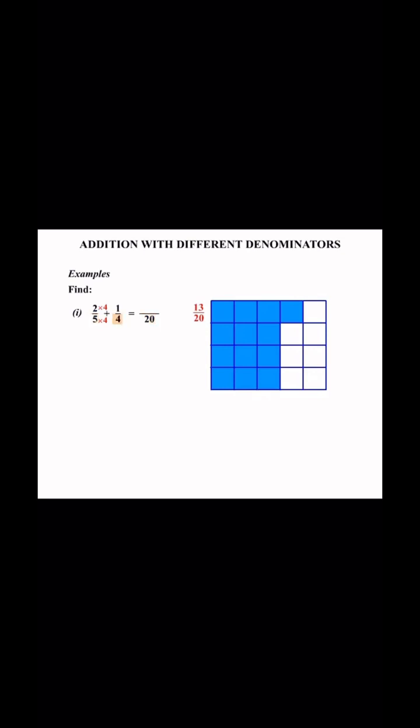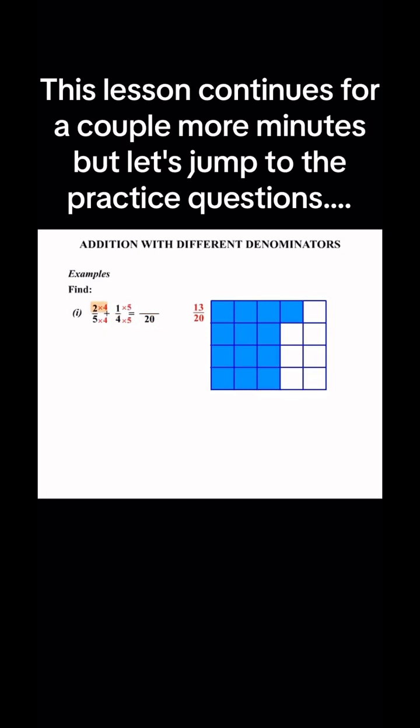Now moving on, what about that 4? How have we changed that to 20? Well, to do that, we multiply by 5. So do the same to the top as well. So we have 2 times 4, which is 8, a plus sign in the middle, and then 1 times 5 is 5. So we can see that we have 8 plus 5, which is 13.